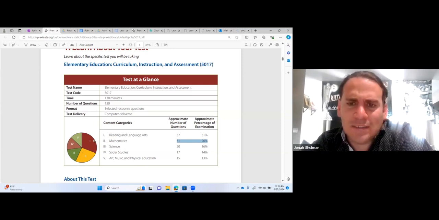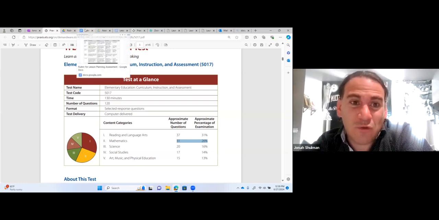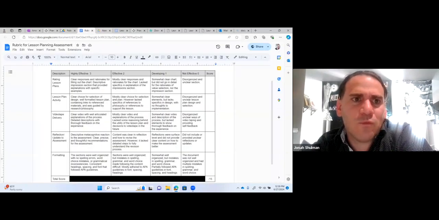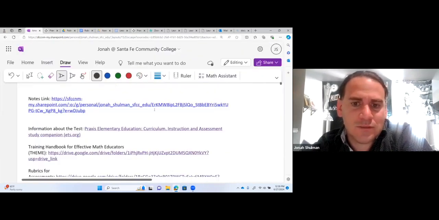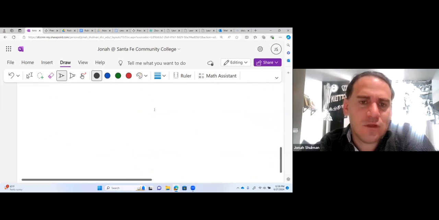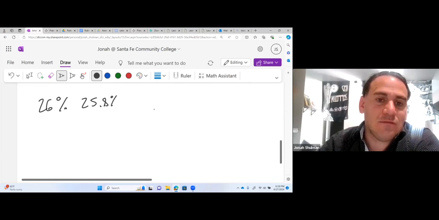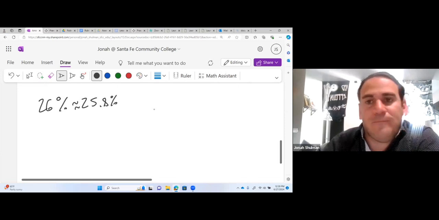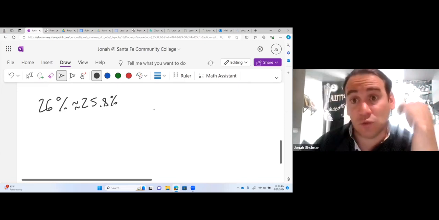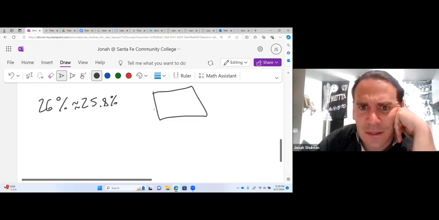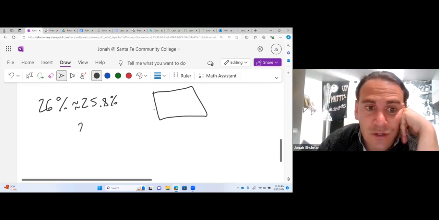I always look at pies. I always try to draw things no matter what it is. So, one more thing before we get into the parts of the test. When they say 26%, or in our case, we know 25.8%, always try to help your students create a visual, okay? The visual is going to help them a ton. So I don't care if you do this in boxes. We want to make 26 out of 100.